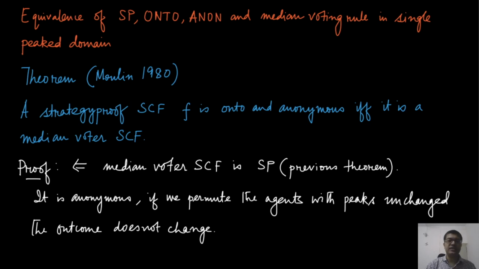It says that a strategy-proof social choice function f is onto and anonymous if and only if it is a median voter social choice function. So it essentially characterizes the space of social choice functions which are strategy-proof, onto and anonymous. And quite interestingly, it turns out to be the median voter social choice function that we have discussed so far.